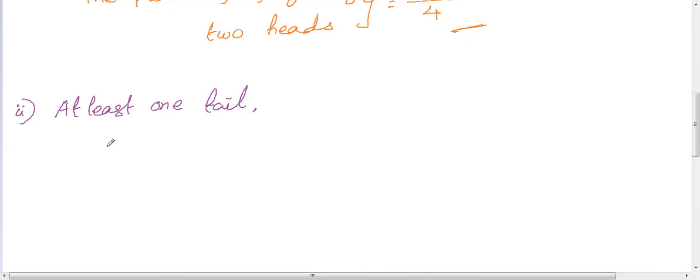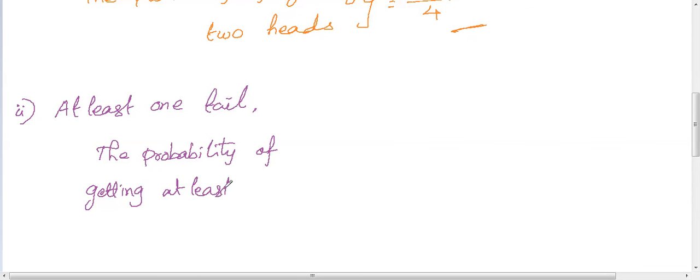So we can conclude that the probability of getting at least one tail is 3/4.